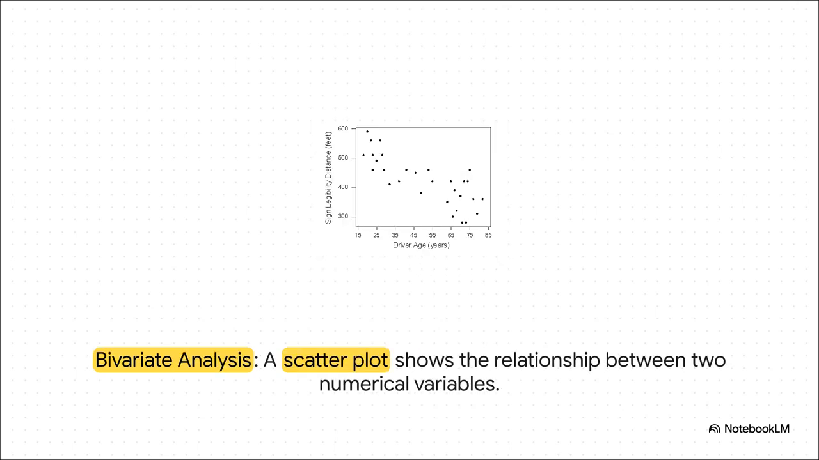So after interviewing each witness alone, the detective starts pairing them up. This is bivariate analysis. Bi means two. And a scatter plot is perfect for this. You put two variables on a chart and just see if a pattern pops out. And here, it's pretty clear. As a driver's age goes up, the distance from which they can read a sign tends to go down. We found a relationship, a clue.